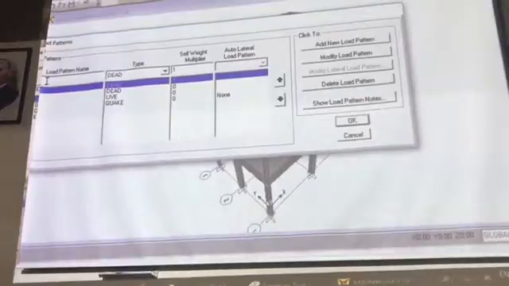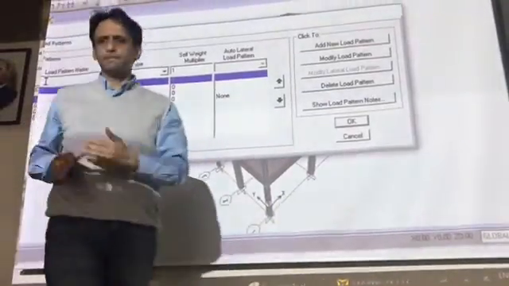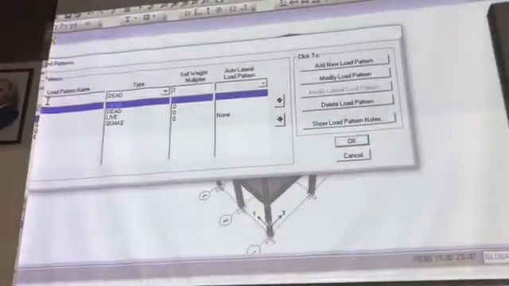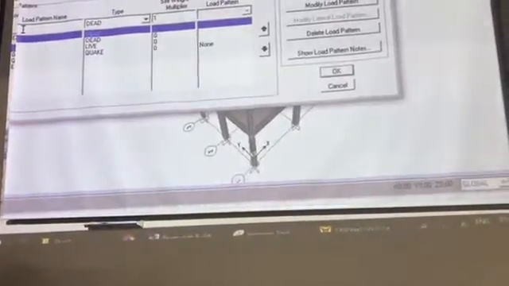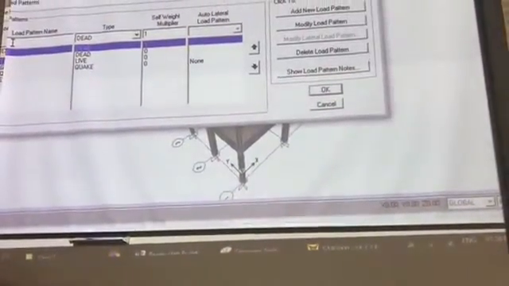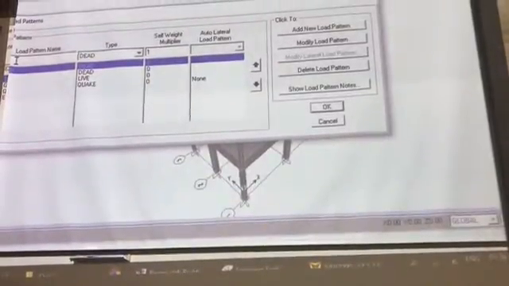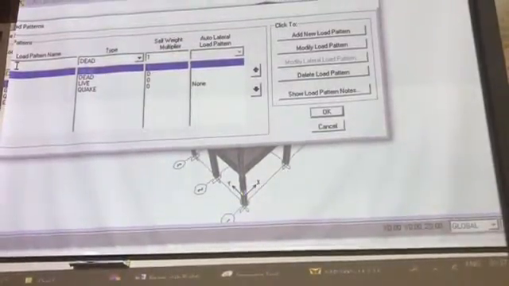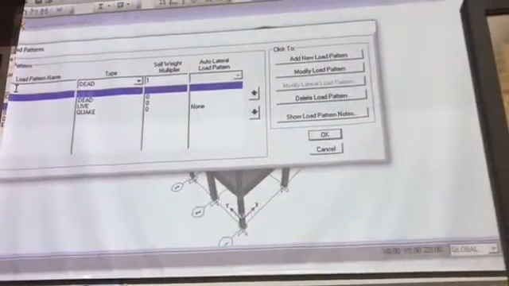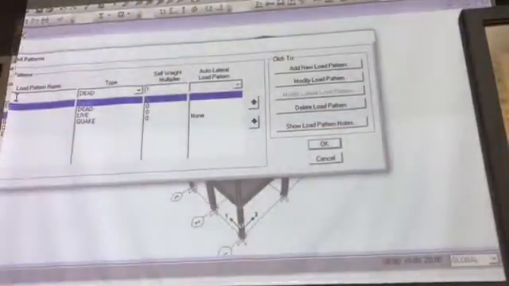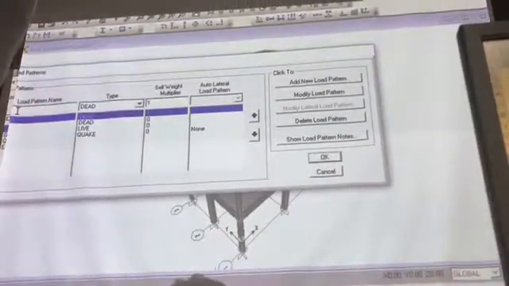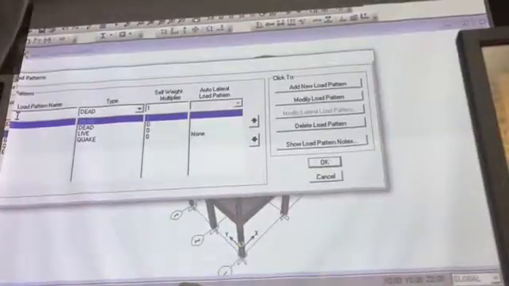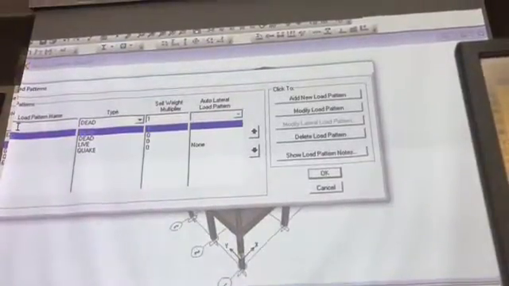What is eccentricity? In eccentricity, we assume that the earthquake load will be applied not at the center of mass, but a little bit eccentric. This is the center of mass, but the load will be applied a little bit farther from the center. This is called eccentricity. The eccentricity may be on both sides, okay? I'm going to select one and it will be positive, the other one will be negative. Eccentricity.